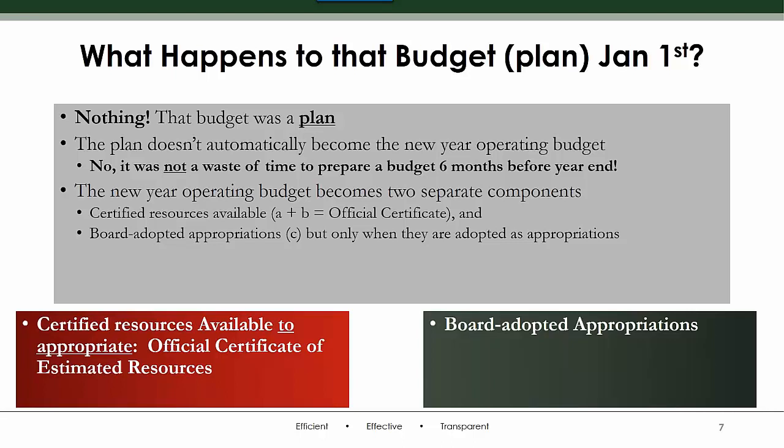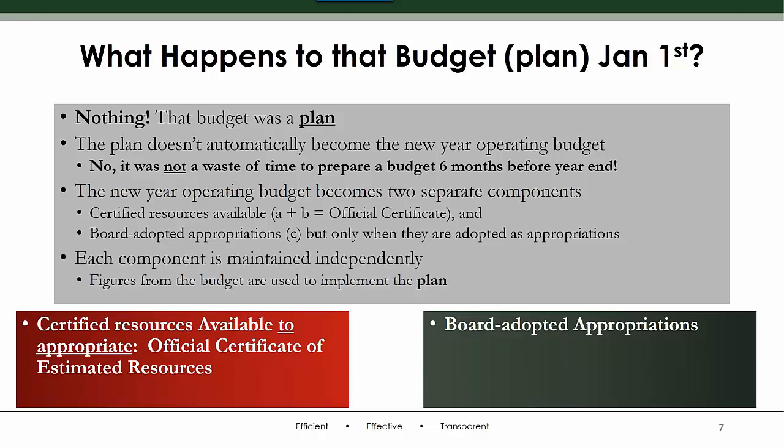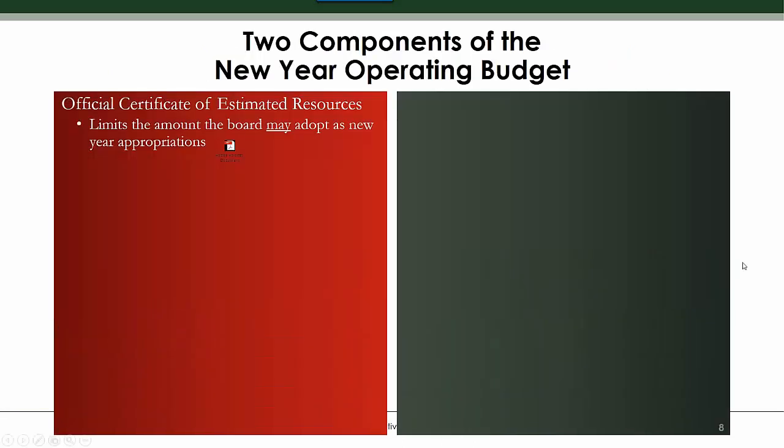So in the new year, and we'll talk about preparing those appropriations, you do see that these are two separate components, and each one, as it becomes the new year operating budget, has to be maintained independently. Now, figures from the budget are used to implement the plan, so it's not a waste of time, but you do have to understand the difference between here's the plan, now we're implementing it. So we start with these two components of the new year operating budget.